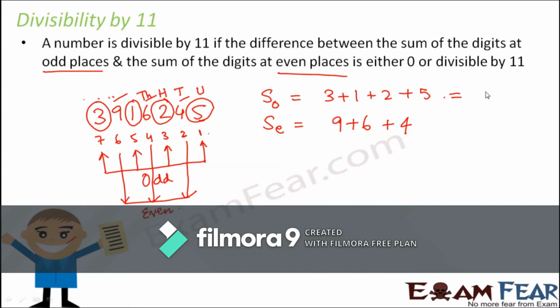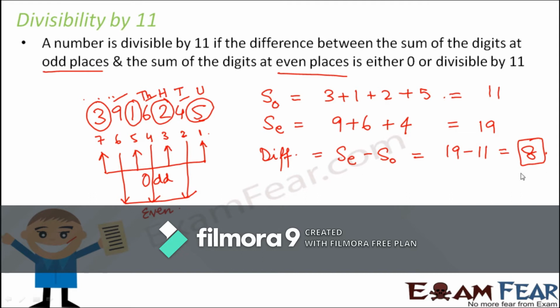Now the sum of the digits at the odd places comes out to be 11 and the sum of the digits at even places comes out to be 19. So now we need to calculate the difference between the two, that is sum even minus sum odd. So this comes out to be 19 minus 11, which is 8. Now this 8, if this is either 0 or divisible by 11, only then the number is divisible by 11. So do you think that 8 is divisible by 11? No. So therefore this number is not divisible by 11. So this is the divisibility rule of 11. I know that this is a little complicated, but it is not difficult.